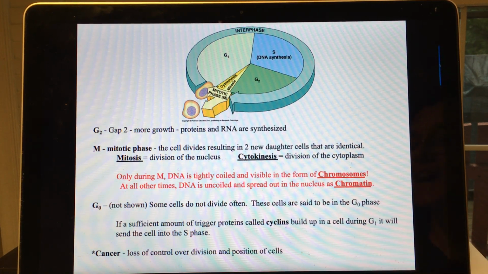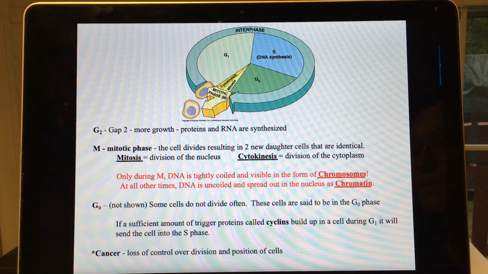So not shown on this diagram is another phase called G0. Don't confuse it with go, because it's not go. It's actually kind of ironic that it looks like it says go, because it's sort of the opposite of go. The G0 phase is a phase that cells get into when they get stuck in the G1 phase for so long and they do not continue and divide, and so they're said to be in the G0 phase. Some common cells that are in the G0 phase are a lot of nerve cells and brain cells that don't divide as often as other cells.